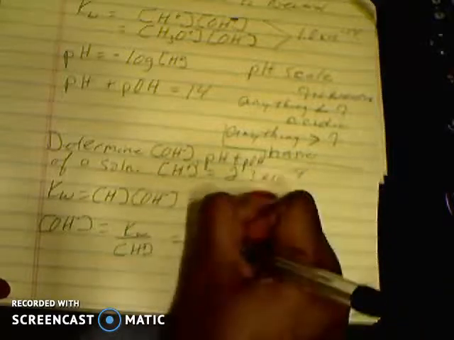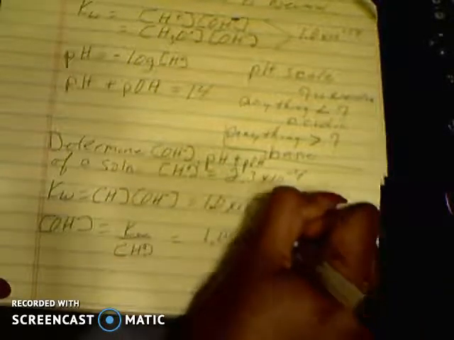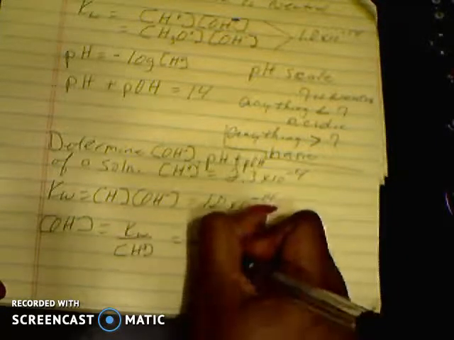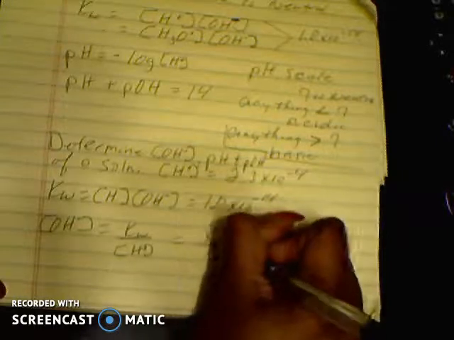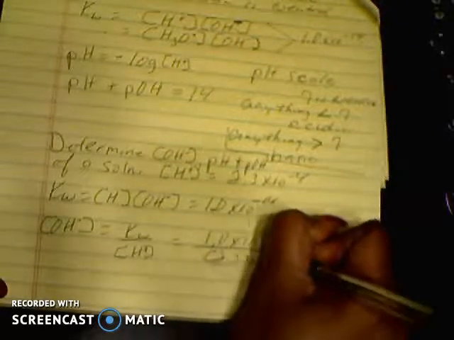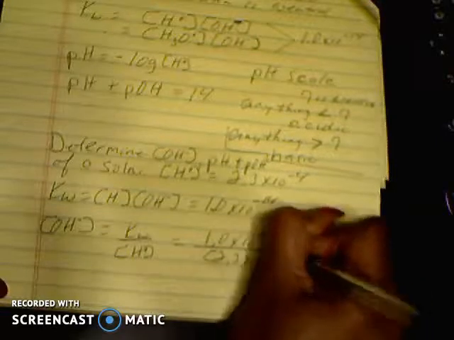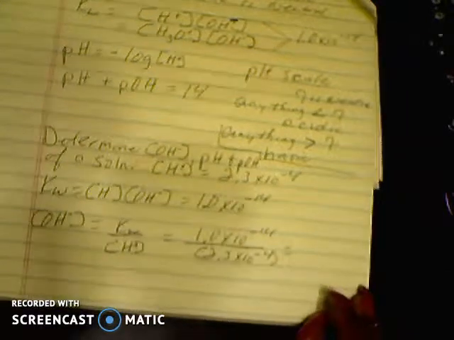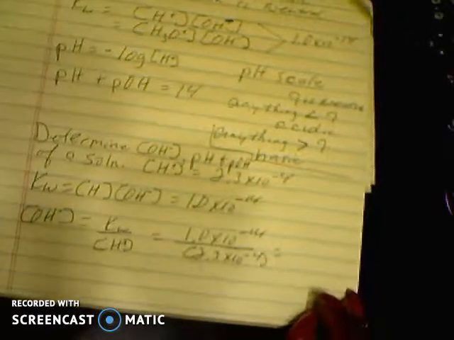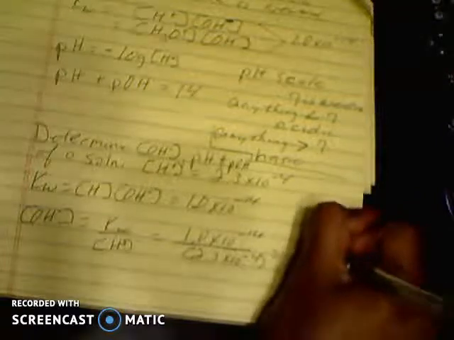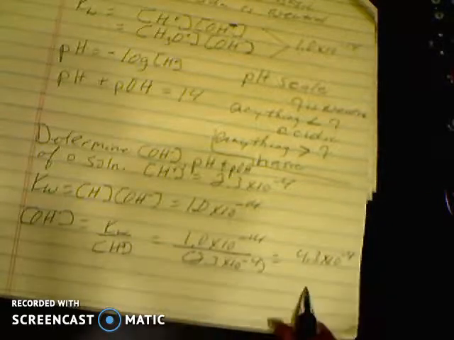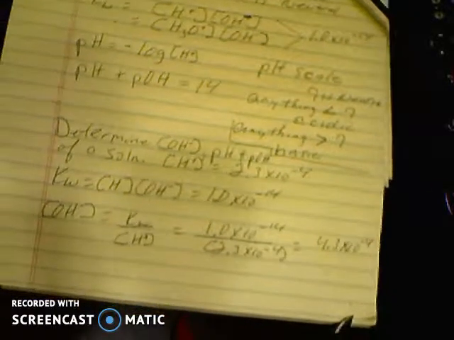And in this problem here, my Kw is 1.0 times 10 to the negative 14. My hydrogen ion concentration we have is 2.3 times 10 to the negative 4. So therefore, my answer is going to be 4.3 times 10 to the negative 4. That will be my hydroxide ion concentration.